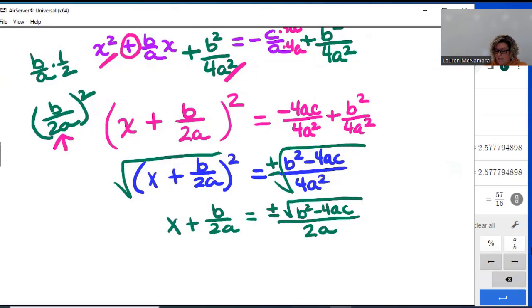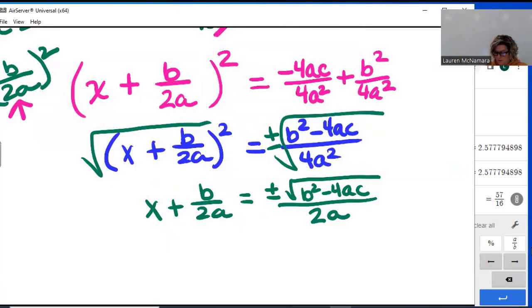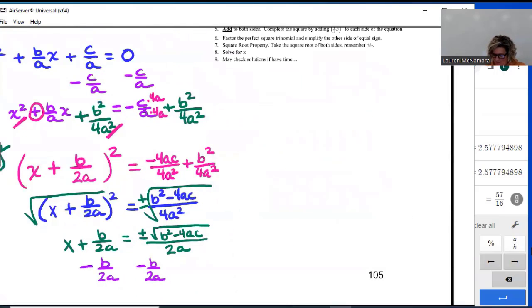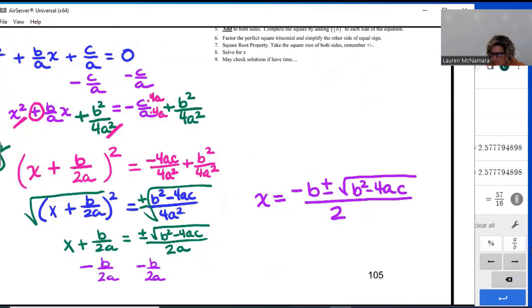Now I need to get x by itself. In order for me to get x by itself, I need to subtract b divided by 2a from both sides. So then, hopefully this looks a little familiar. X is equal to negative b plus minus the square root of b squared minus 4ac, all divided by 2a.